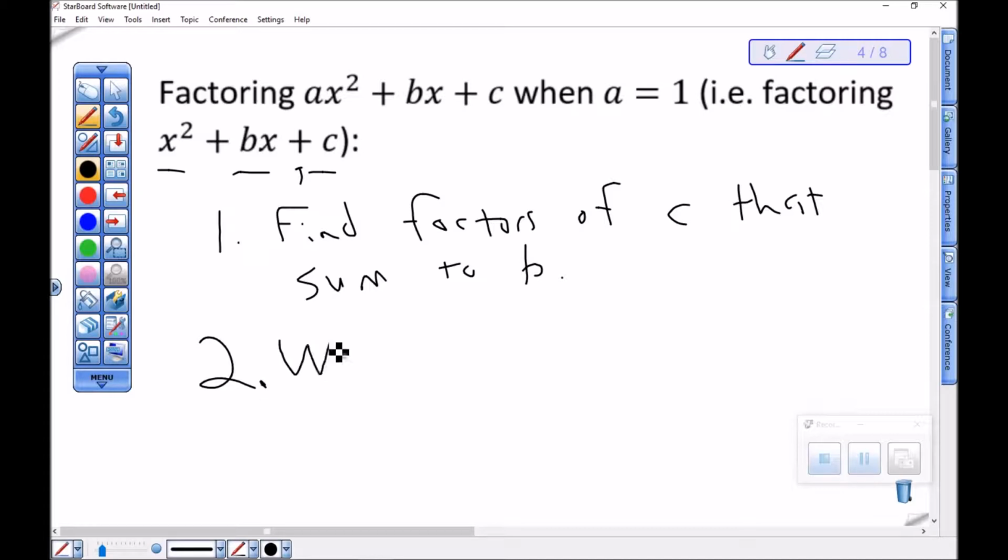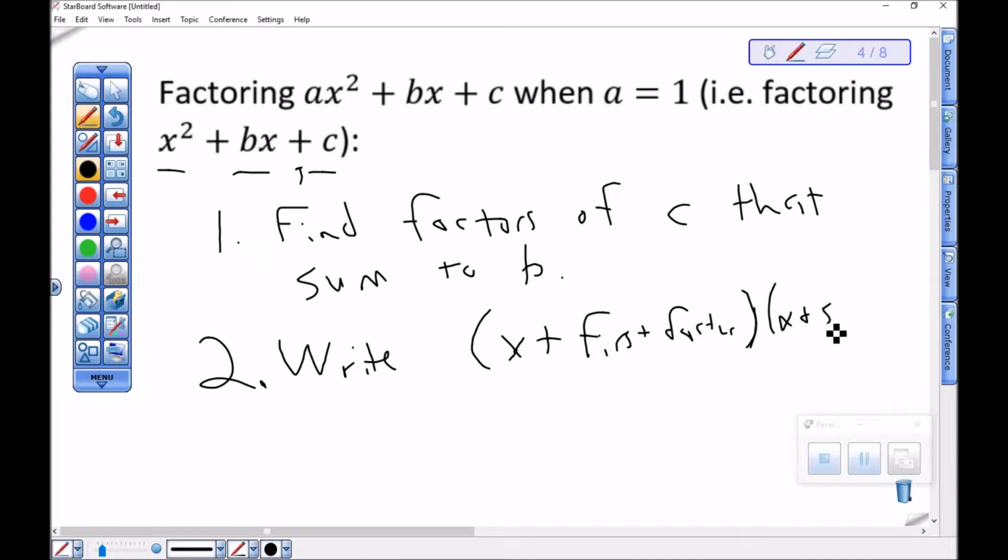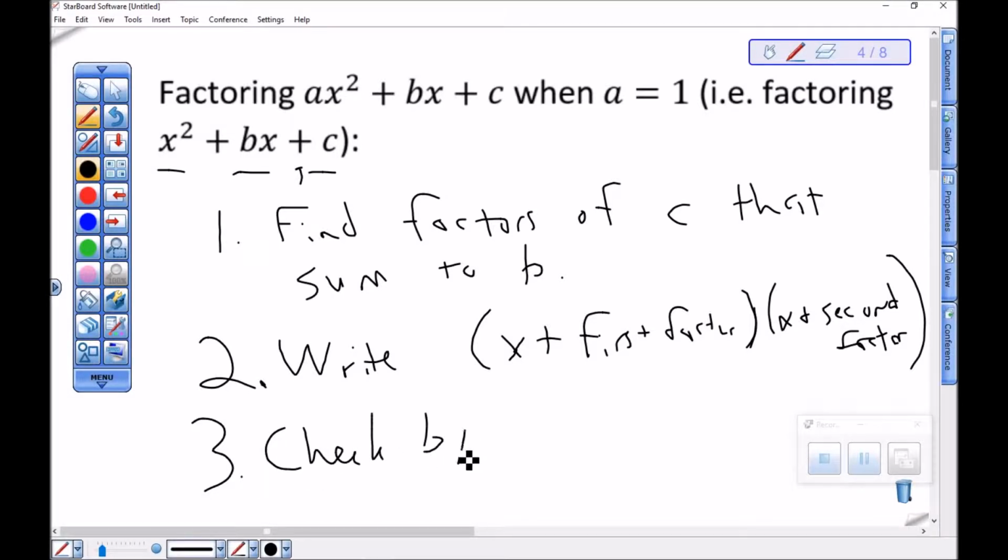Step 2, you should just be able to write your answer, assuming you found those: write x plus your first factor. Of course, if your first factor was negative, you'd want x minus instead. And then x plus your second factor. Okay, that should be your answer, but you should check by multiplying. Make sure that you got the right thing by multiplying.